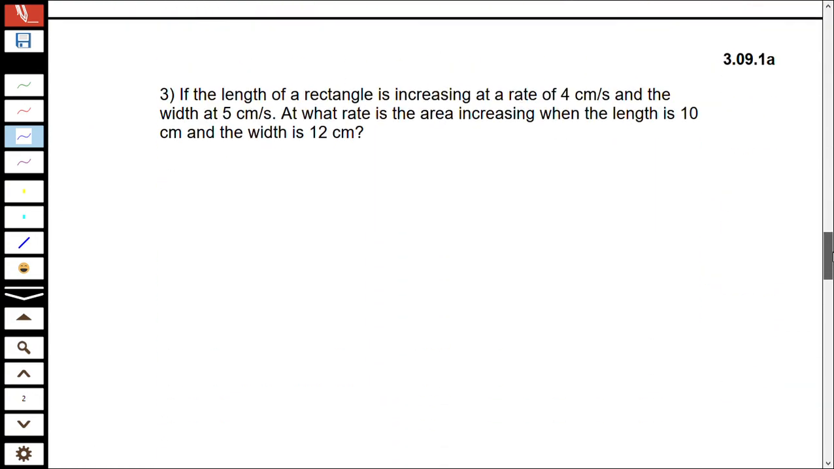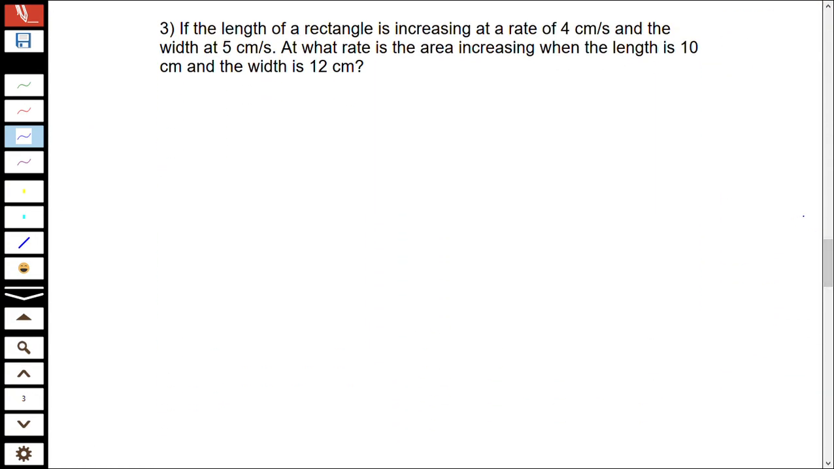Okay. Now let's look at the next question. So if the length of a rectangle is increasing at a rate of 4 centimeters per second and the width is increasing at 5 centimeters per second, what is the rate of the area that is increasing when the length is 10 and the width is 12? So they tell us a bunch of information, but we know that it's going to be a rectangle that is increasing in size.